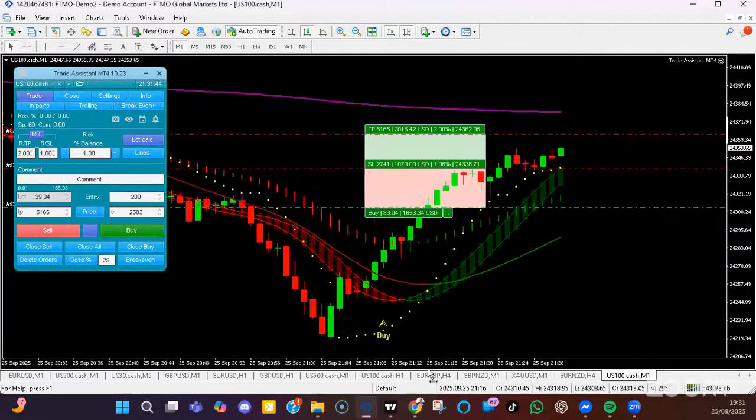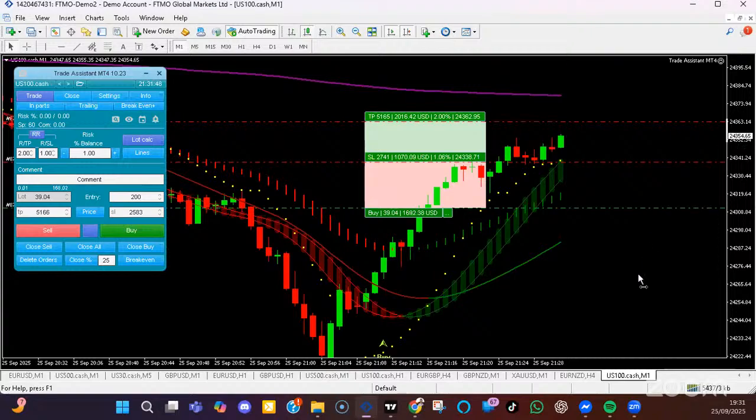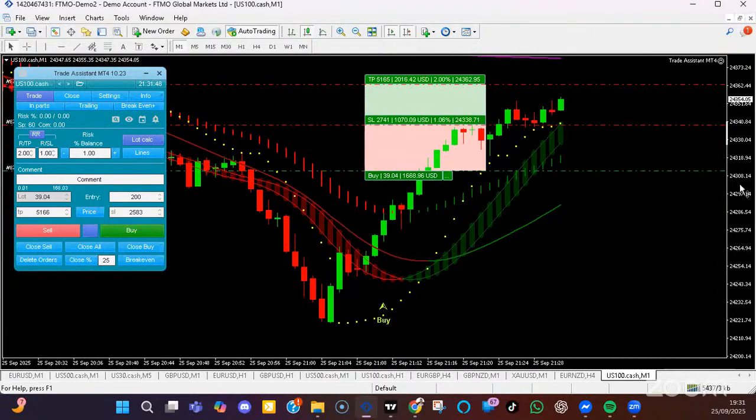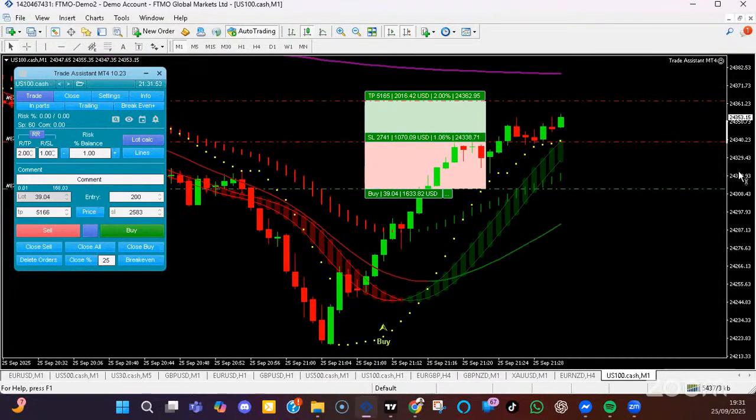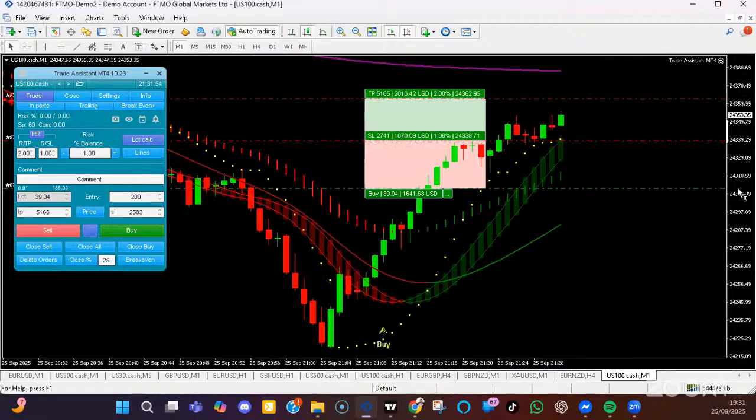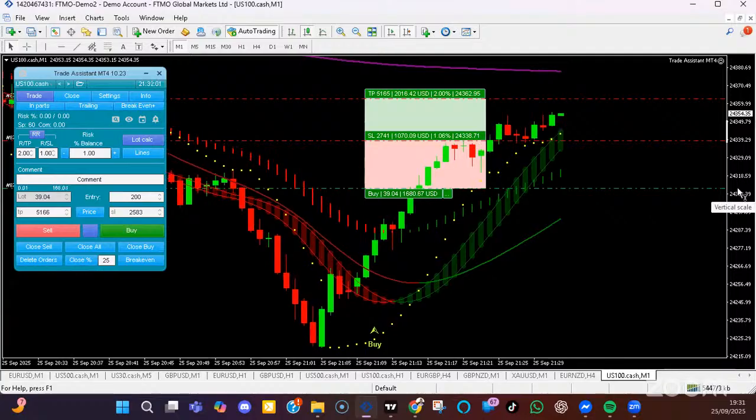Oh, that's why we use TradingView, because we have limitations with MT4. There we go. So just a little bit more and I'll get my 2%. I'm not being greedy. 2% is all I want. That's what we teach you to get. So I can now go a bit higher again.